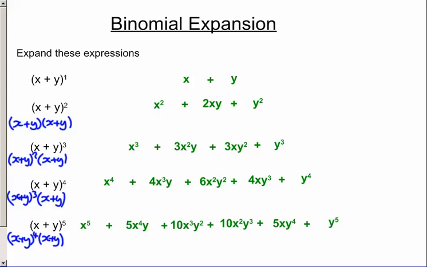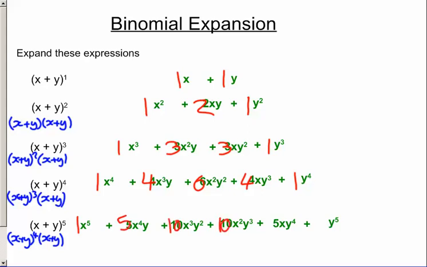So those are the 5 answers. Check those against the ones that you got. But what we're most interested in here is actually looking at the coefficients. The coefficients are the numbers that multiply each term. That's 1, 1, 1, 2, 1, 1, 3, 3, 1, 1, 4, 6, 4, 1, 1, 5, 10, 10, 5, and 1. And there's lots of patterns in these triangular red numbers.